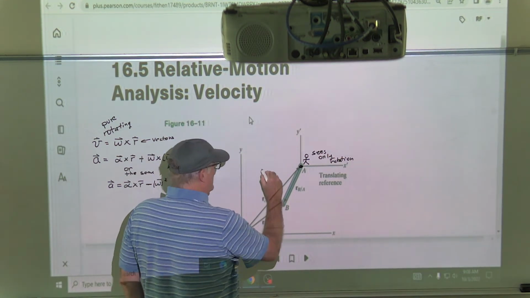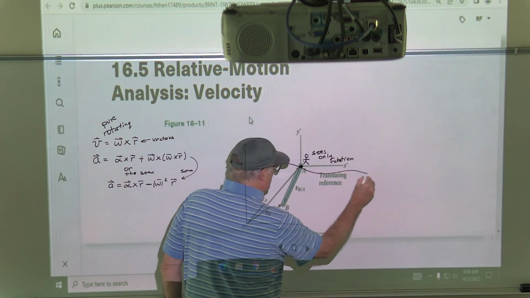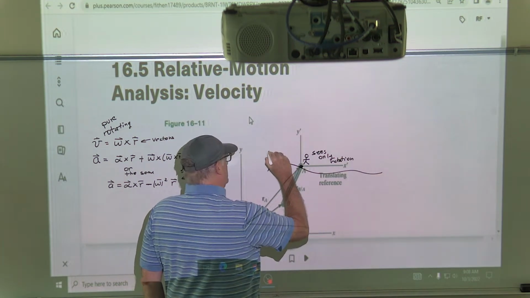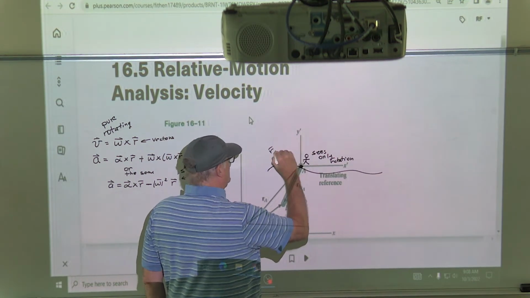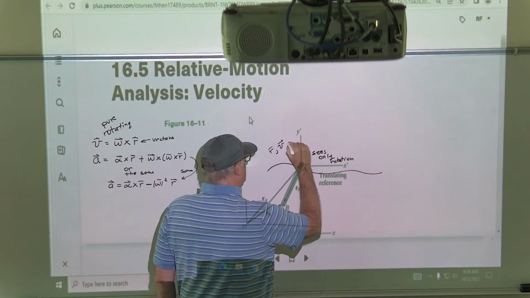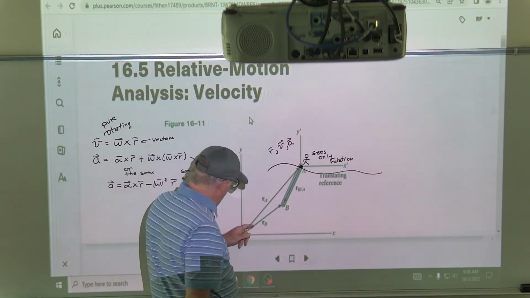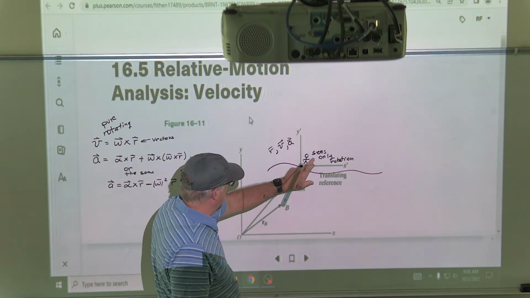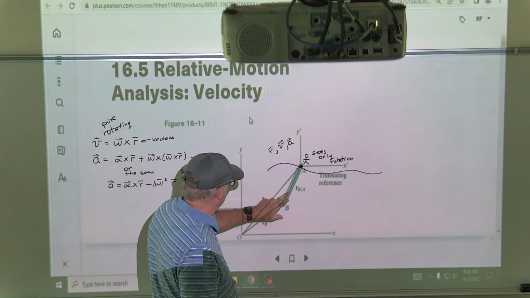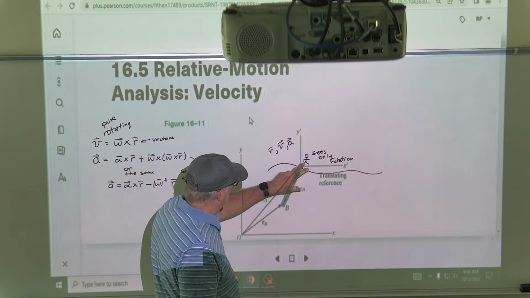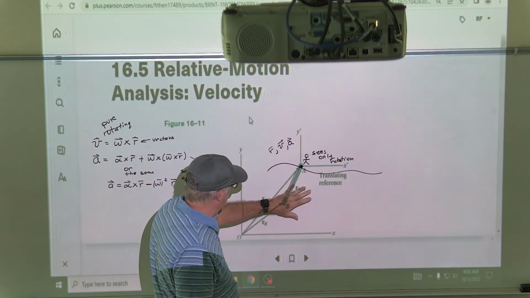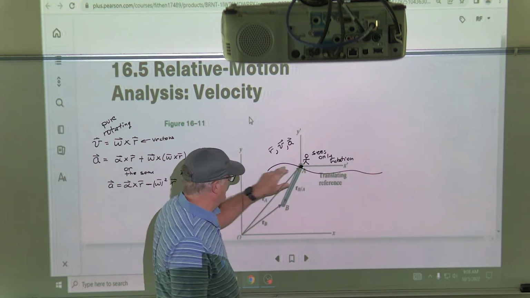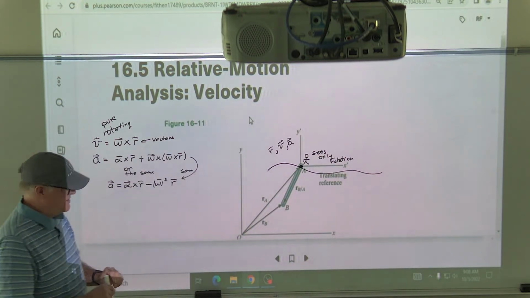However, he himself might be moving along and will definitely have his own position, velocity, and acceleration. So it's just a vector equation. You add the rotation that this person sees, the relative motion taking place, and you add to that his own movement. And so that's what happens.